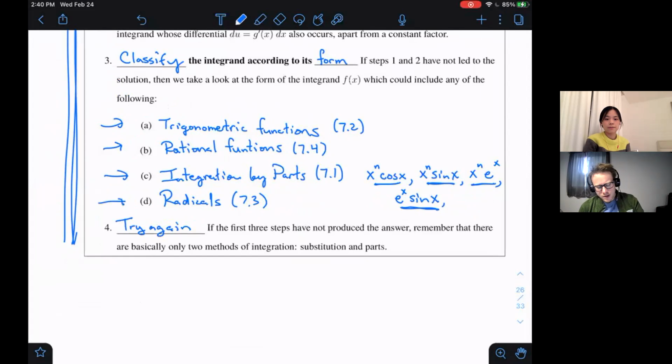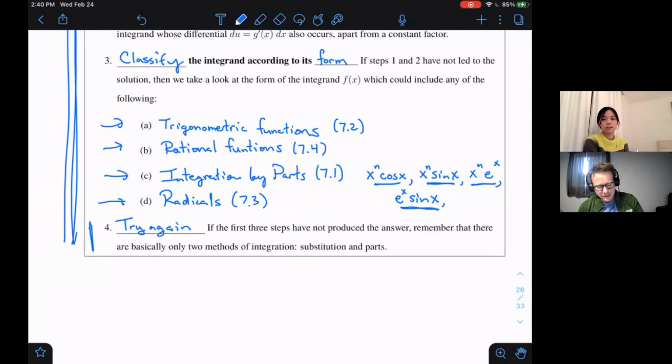And then finally, radicals. Anytime you have a square root, maybe your mind should go a little bit to trigonometric substitution. Certainly there are some that you don't need trigonometric substitution in order to solve, but for many of them, trigonometric substitution ends up being the good result.